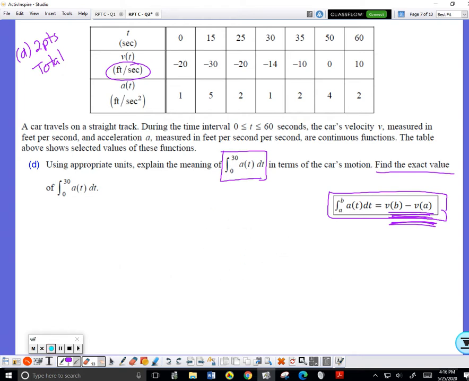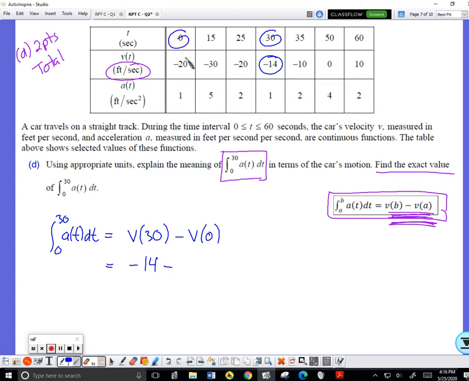So the integral from 0 to 30 of A will equal v of 30 subtract v of 0. Look up at my table. V of 30 is negative 14. V of 0 is negative 20.